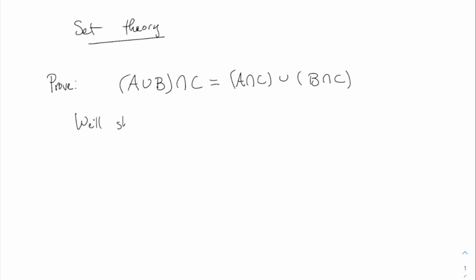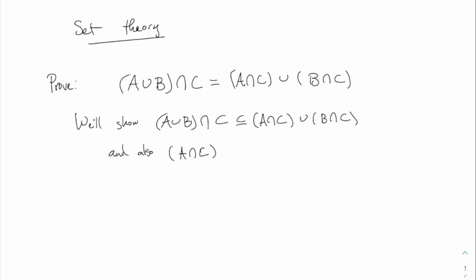So we'll show that A union B intersect C is a subset of the other thing, A intersect C, union B intersect C. And then also the other thing is a subset of the first thing. So A intersect C, union B intersect C is a subset of A union B intersect C, like that. I'm going to show the one is a subset of the other, and also the other is a subset of the one. If you're lucky, both of those parts will look pretty much the same. Sometimes you can make it so that you basically write the same thing both times. Sometimes it's more complicated than that.